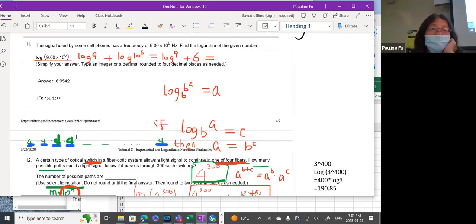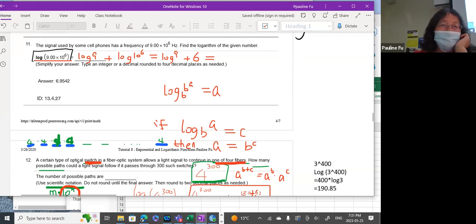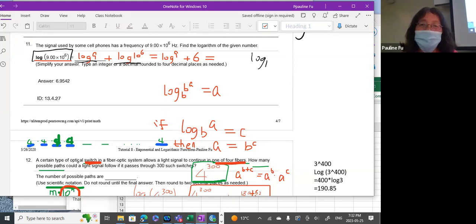Okay. Question 11, the signal used by some cell phones has frequency 9 times 10 raised to power 6 hertz. Find the logarithm of the given number. So what is log 9 times 10 raised to power 6? It is the same as log 9 plus log 10 raised to power 6, and log 10 raised to power 6 is equal to 6.